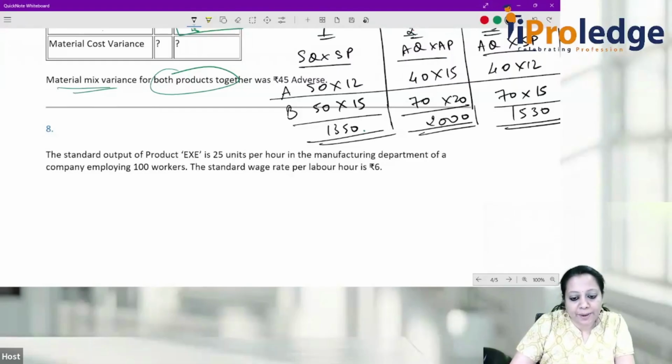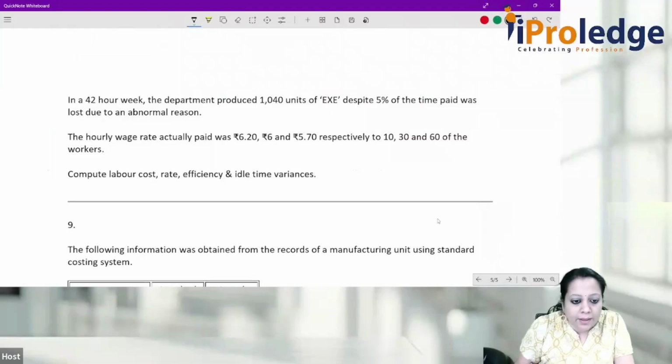The standard output of product EXC is 25 units per hour in the manufacturing department of a company employing 100 workers. The standard wage rate per labor hour is 6. In a 42-hour week, the department produced 1040 units of EXC, although 5% of the time paid was lost due to an abnormal reason.